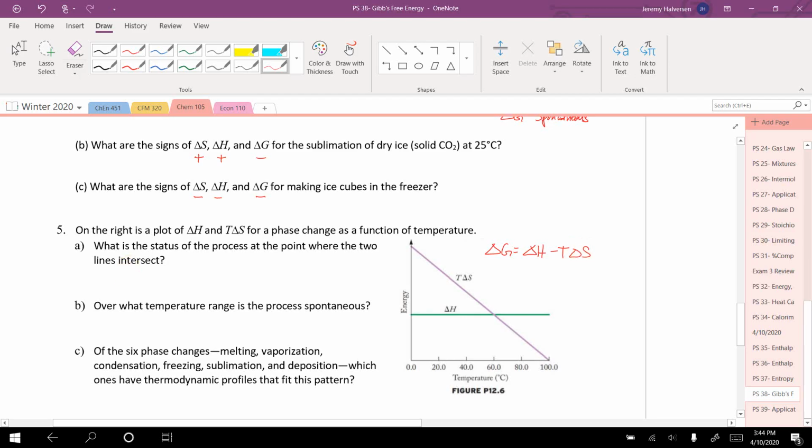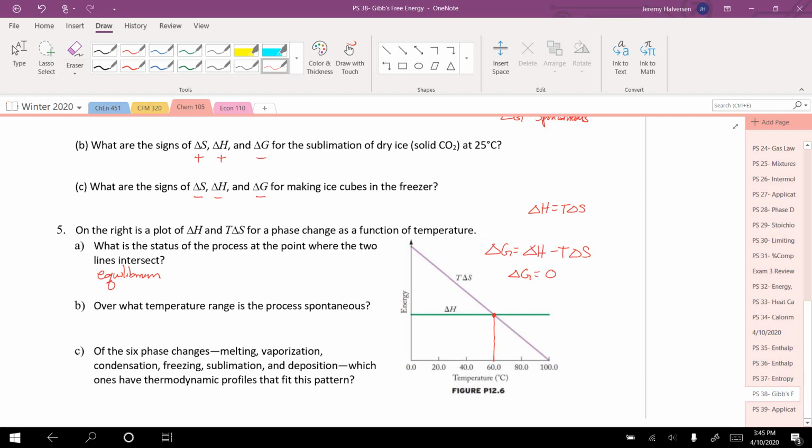So what is the status of the process at the point where the two lines intersect? Right here. What that means is that delta H equals T delta S. So delta H minus T delta S would mean delta G is equal to 0. So that point is equilibrium. And it's a phase change, so that must be like the temperature of the phase change. Like that's 60 degrees is the temperature of the phase change, because that's the point at which it's equilibrium. It could go either way.